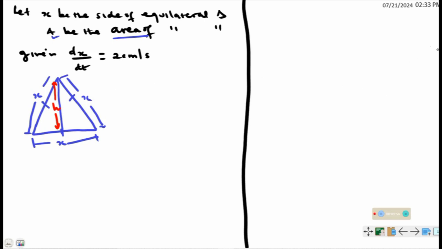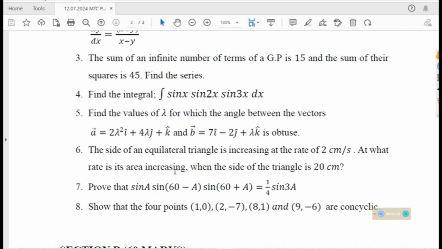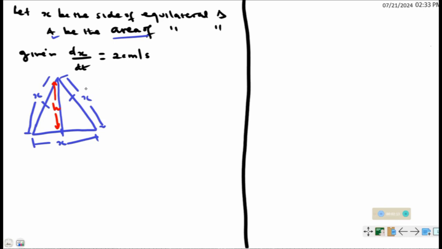Now, the required question wants us to find the rate at which the area is increasing. So if we want to find the rate at which the area is increasing, we shall first of all need to get the relationship between the area and the sides. So we understand that the area of a triangle is half base times height, therefore it is important that we get the height first if we need to relate area with the sides.